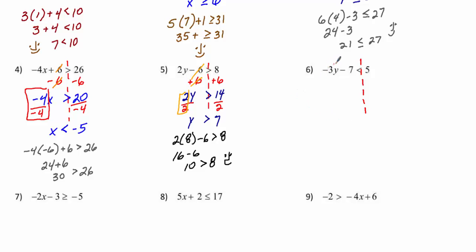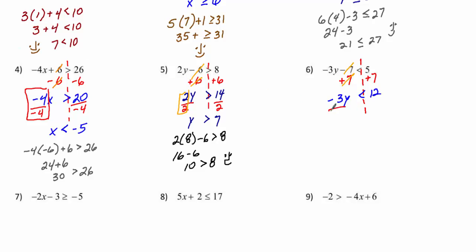So negative 3y minus 7, this is the side we're solving. We have to undo that first. Do the opposite or the inverse, whatever term you want to use. So we have negative 3y left over, less than 5 plus 7 is 12.